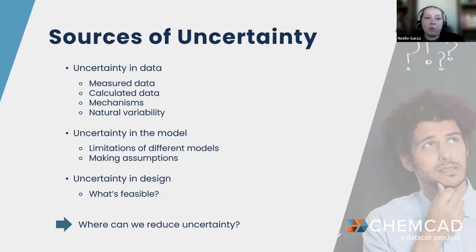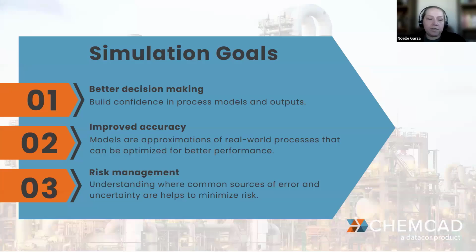So let's think about how we can reduce uncertainty. And to do that, let's first talk about our goals of the simulation. The cool thing about ChemCAD is if you don't know a lot and you just want to do these kind of rough back of the napkin calculations, ChemCAD can do that for you, and you just manage your expectations of how accurate the output is.